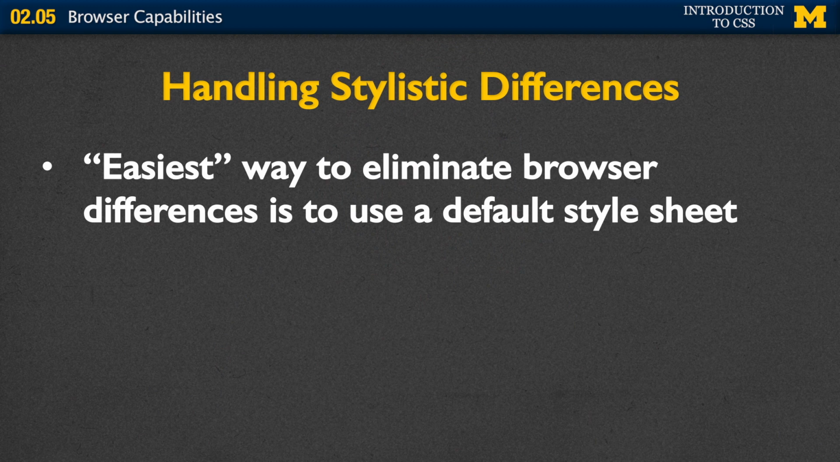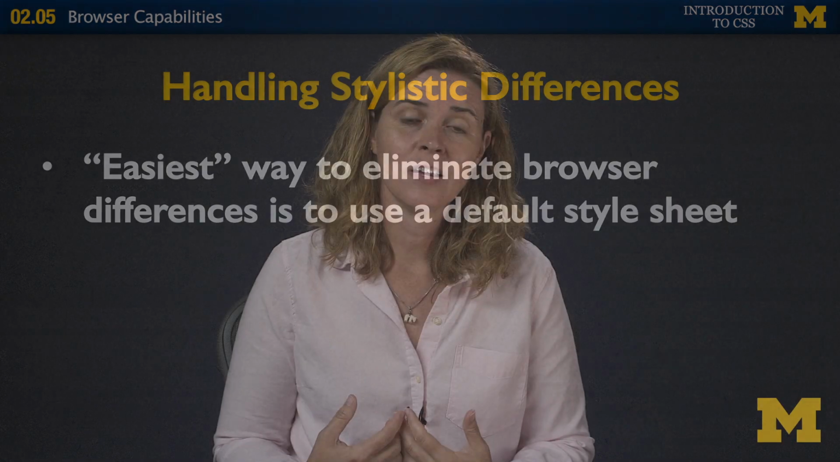So first, let's talk about handling these stylistic differences. The easiest way to eliminate browser differences is for you to make something called a default style sheet. And in that style sheet, you would actually go in and wipe out any of the browser defaults for the different elements that are styled. So you would take P, H1, H2, all the headings, all the different semantic tags, and you'd say, I want them to have padding of 0 and margin of 0. Even my list items shouldn't have any decoration at all.